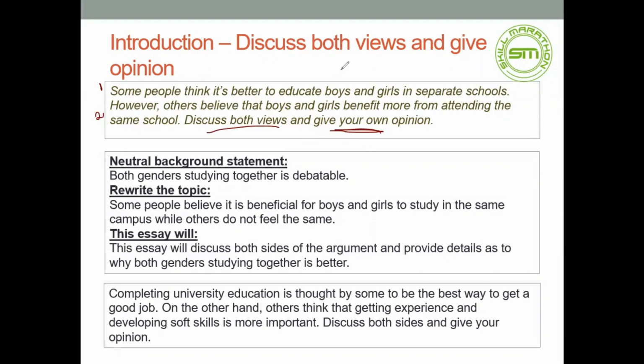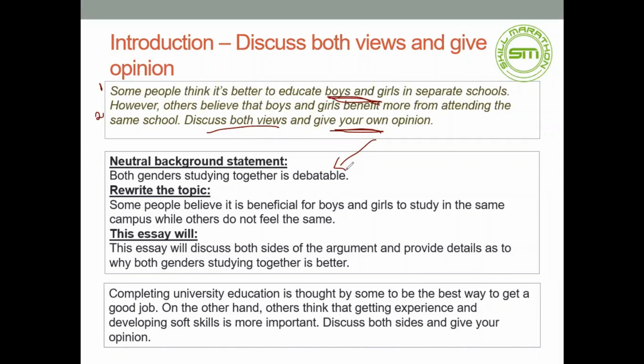Now, here, what are they talking about? One group thinks boys and girls should study in different schools. That's better. The other group thinks they have to study in the same school, or attend the same school. That's what's going to help them. What is the general statement we're going to talk about? We're going to talk about how boys and girls studying in one school is actually a huge matter of debate. So I have written a general statement like this: both genders studying together is debatable, or girls and boys studying together is debatable. Why am I saying debatable?